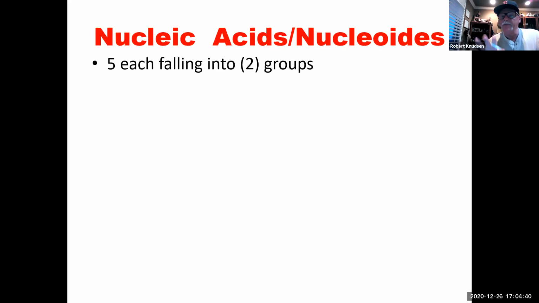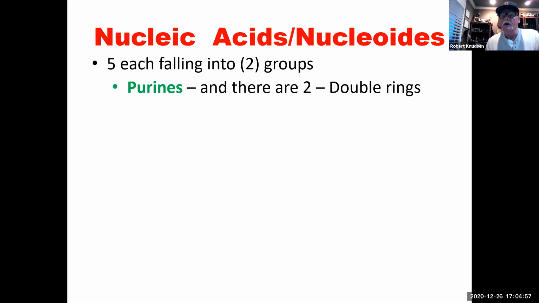There are five different types of nitrogen bases. This is the basis for protein synthesis, the way your body works, making cells and doing all that kind of stuff. These five fall into two groups, purines and pyrimidines. Purines are double rings, and there are two of them. Got it? Adenine and guanine.